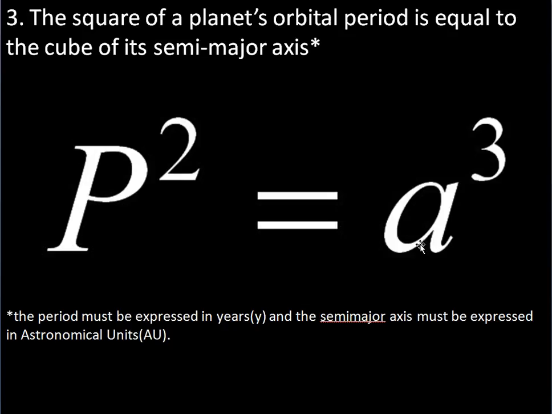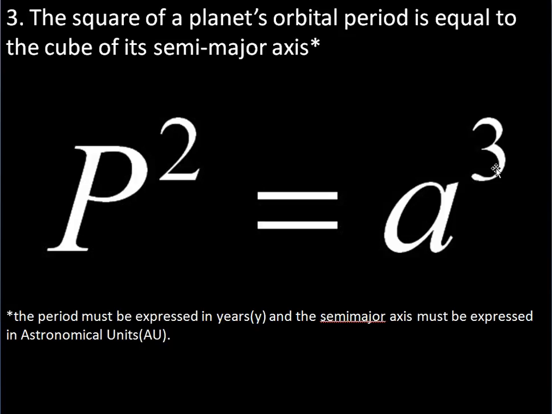You'll remember that an astronomical unit, by definition, is the average distance between the Earth and the Sun. Now we have another way of saying that. An astronomical unit is the semi-major axis of the Earth's orbit around the Sun. And so for the Earth, the period is 1, the semi-major axis is 1, and look at this, 1 squared equals 1 cubed.